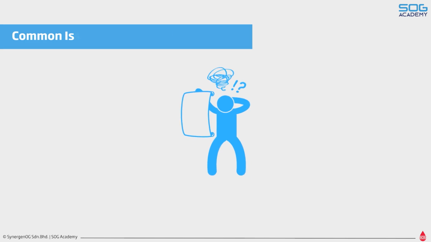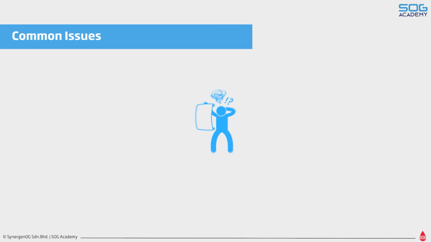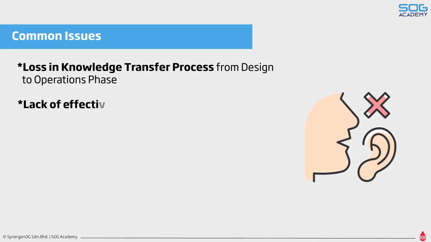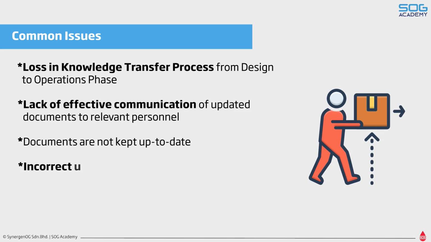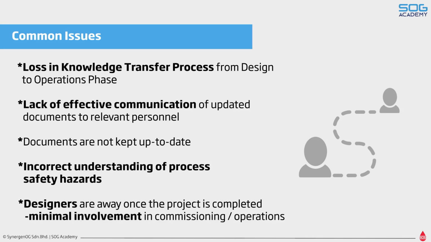So, after maintaining all those documents, is an organization basically disaster-proof? Actually, that's an incorrect assumption. Some common issues faced in this section are that there's always a loss in the knowledge transfer process from design to operations phase. Lack of effective communication of updated documents to relevant personnel. The documents are also not kept up to date. Incorrect understanding of process safety hazards. And finally, the designers are away once the project is completed.